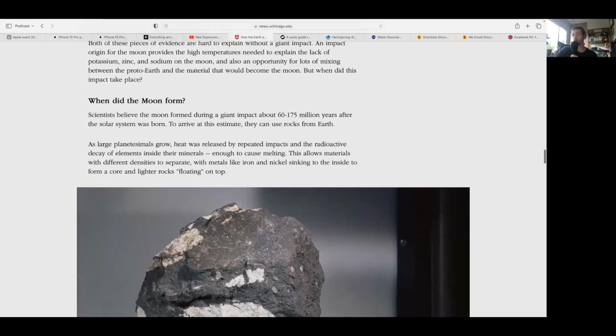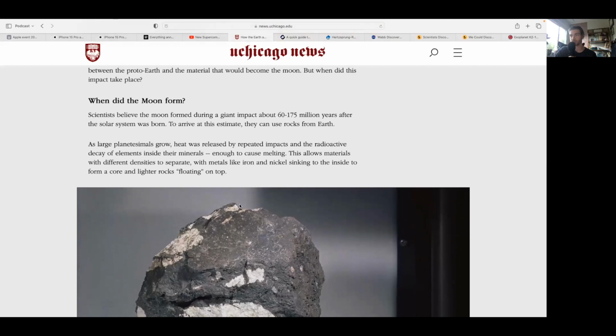Good to know. Didn't happen in 1926. Happened many millions of years ago. Scientists believe the moon formed during a giant impact about 60 to 175 million years after the solar system was born. To arrive at this estimate, they can use rocks from Earth.